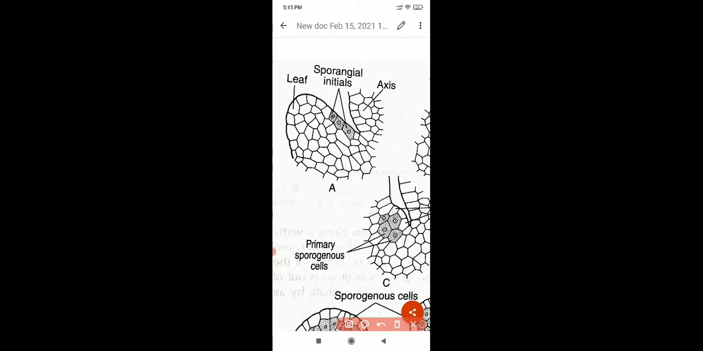Then certain cells behave as sporangial initials. Now if you ask me, miss, how do they know? It's not by me telling or you telling, it's in their genetic code. They have evolved over millions of years, they already have this programming in their genetics. Like for example, some of you will be tall.